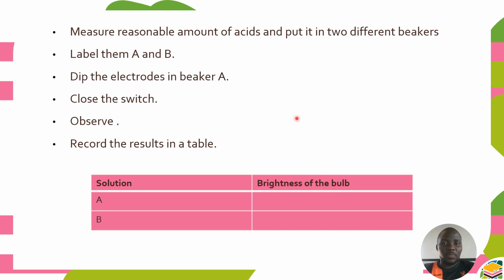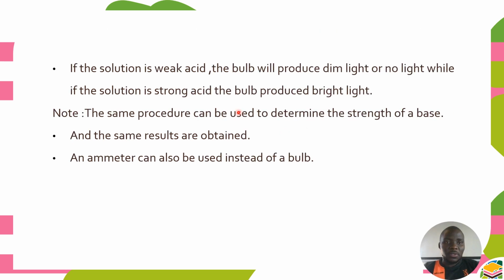Because remember, one of the properties that we said of acids is that they are able to conduct electricity because they have ions. So if the solution is a weak acid, the bulb will produce dim light or no light. But you'll be able to see that electric current is able to pass through. How do you know that the electric current will be able to pass through? You'll be able to see bubbles around the electrodes, showing you that electric current is able to pass through even though there is no light. While if it is a strong acid, the bulb produces brighter light.